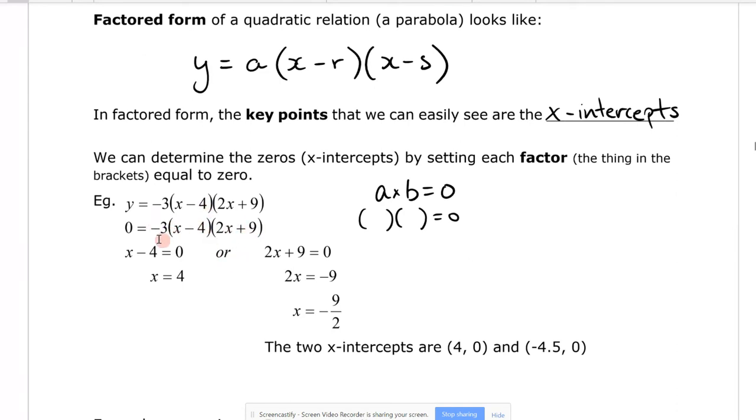So if you checked x minus 4, in order for that bracket to be 0, then x has to be equal to 4. So x equals 4 is one possible x-intercept. Or you could look at the other bracket, 2x plus 9 equals 0, and then you solve for x. In this case, if x is -9/2, you'll also have an x-intercept. 9/2 simplifies to 4.5 as a decimal. So your two x-intercepts are 4 and 0, and -4.5 and 0 as coordinates.